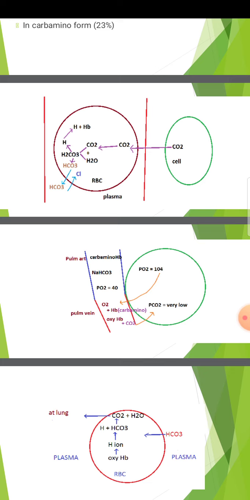Now we need to study one important phenomenon, that is the Haldane effect. When the oxygen binds with hemoglobin, it forms oxyhemoglobin, which helps in the release of CO2 from the blood. Oxyhemoglobin is a stronger acid. So acidic hemoglobin has less tendency to bind with CO2 to form carbaminohemoglobin, so displacing more and more of CO2.